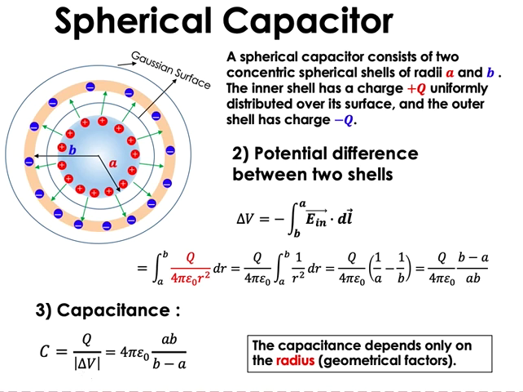Thirdly, we can obtain the capacitance using this formula. Its capacitance is equal to 4 pi epsilon 0 times AB divided by B minus A. Also, its capacitance depends only on the radii A and B.